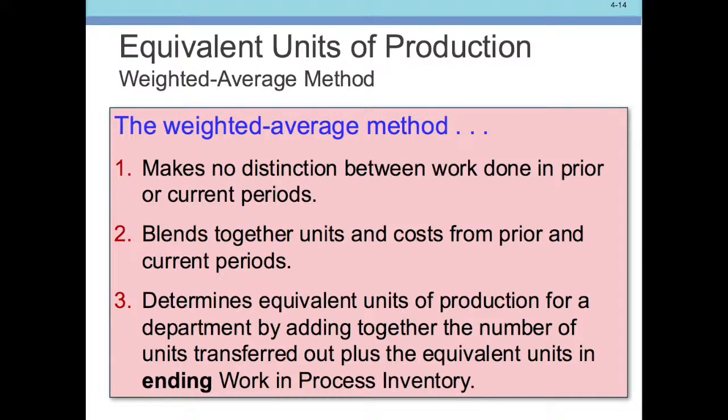Certainly you're going to have different costs at different time periods, but nevertheless, weighted average makes it just lots easier to handle calculation-wise. So let's look at a couple of things about the weighted average method. The first thing is it makes no distinction between work done in prior or current period. In fact, it blends together the units and cost from prior and current periods. Now we can do this because all the units are the same. Coke in May is the same as Coke in June.